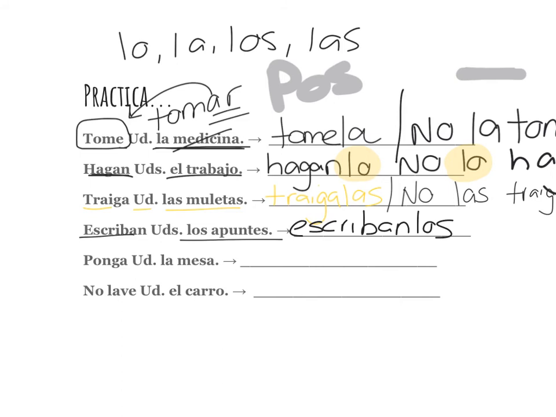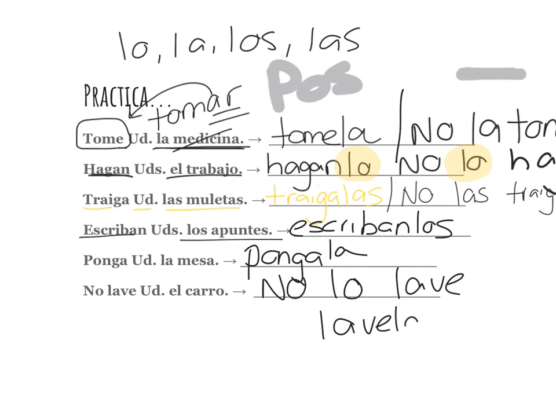Ponga usted la mesa. Póngala. One word. And no lave usted el carro. This is one negative. No lo lave. And the positive would be lávelo. Wash it.